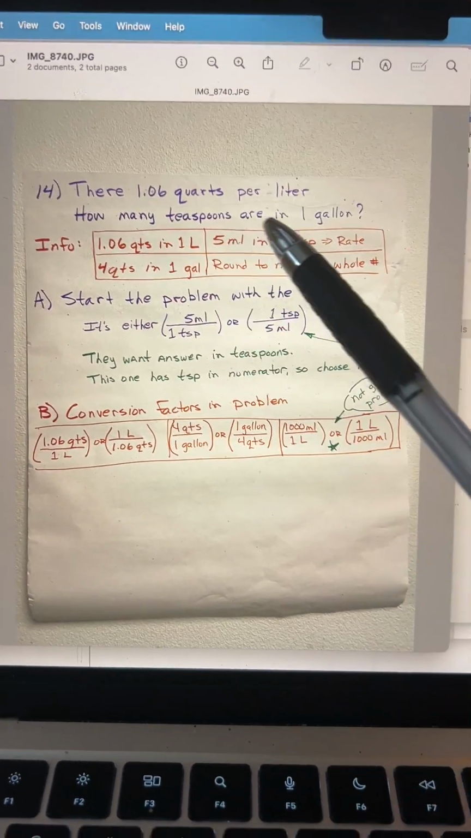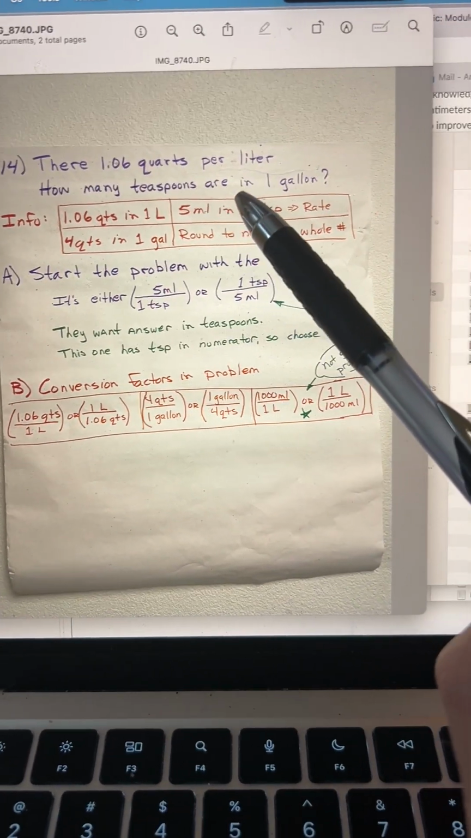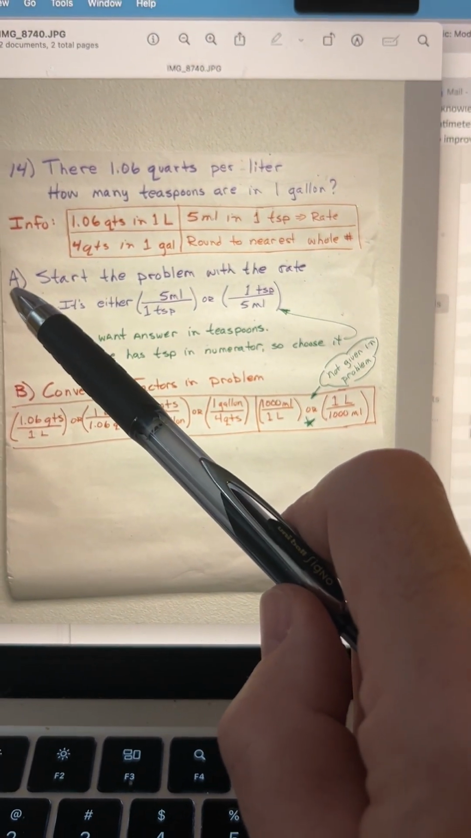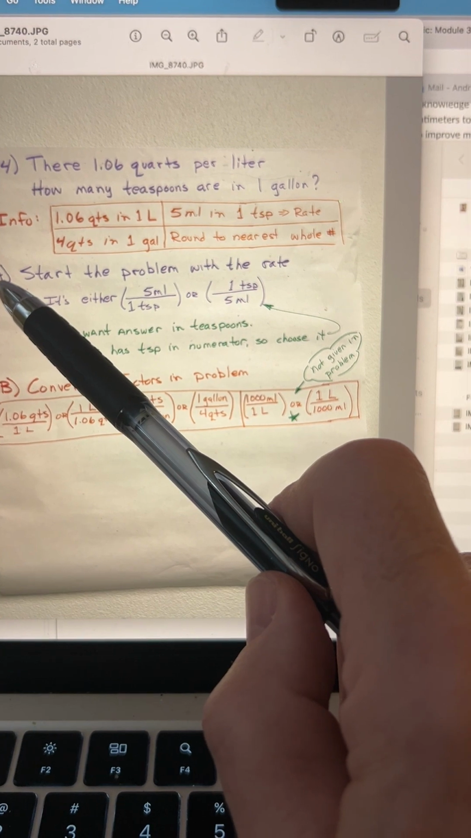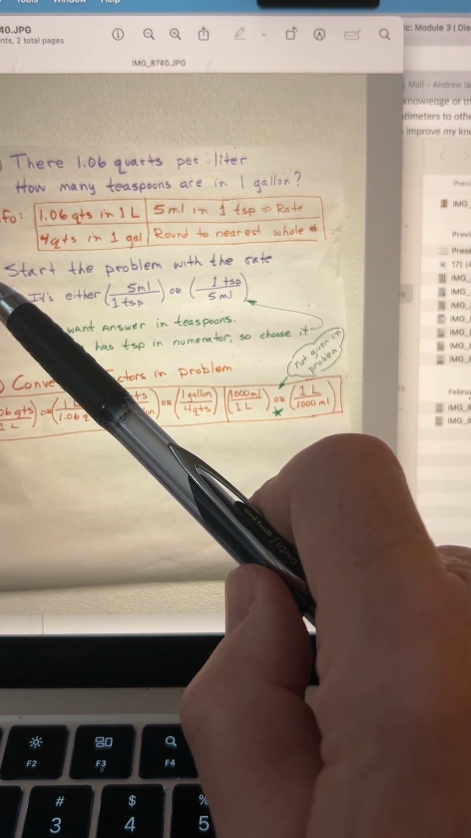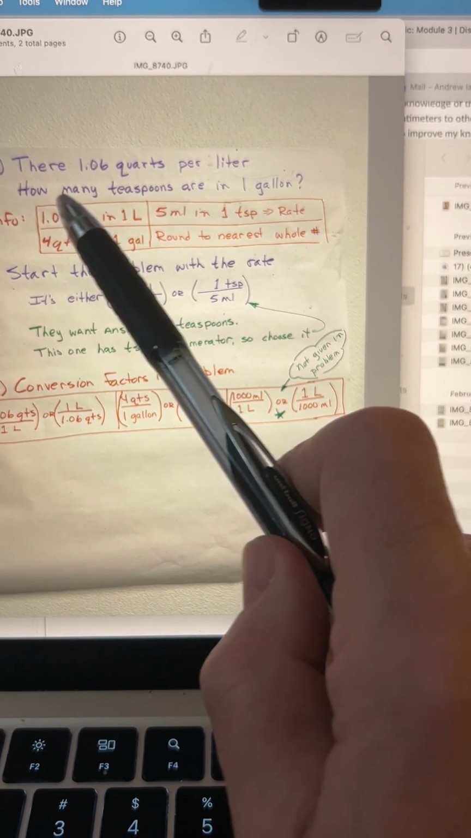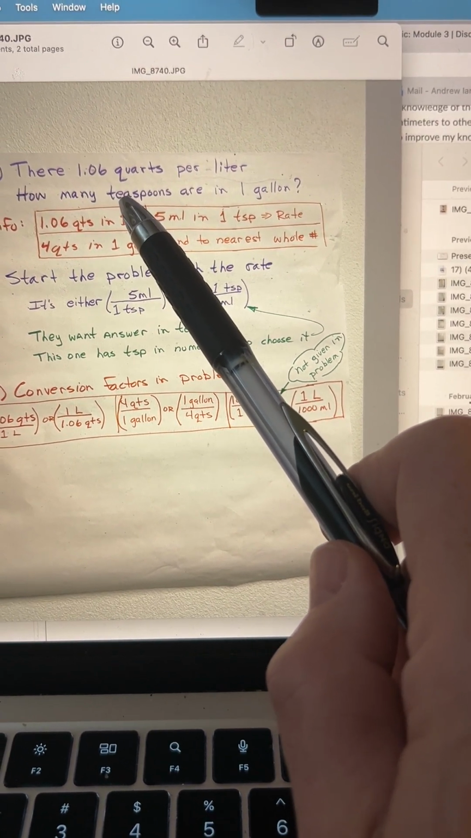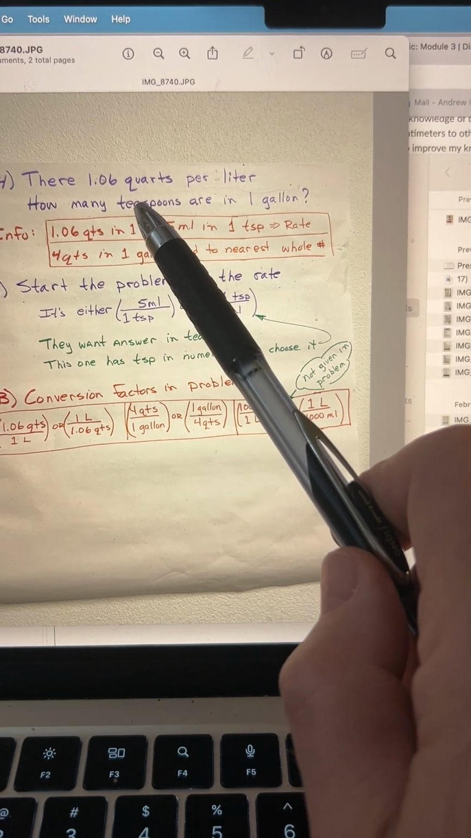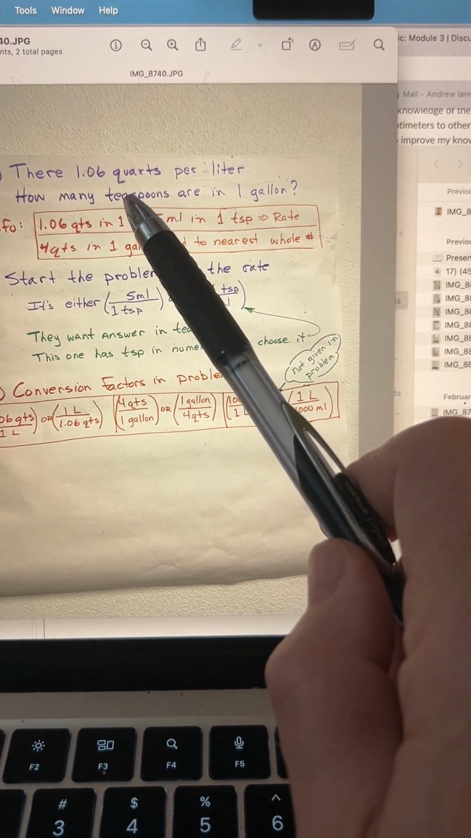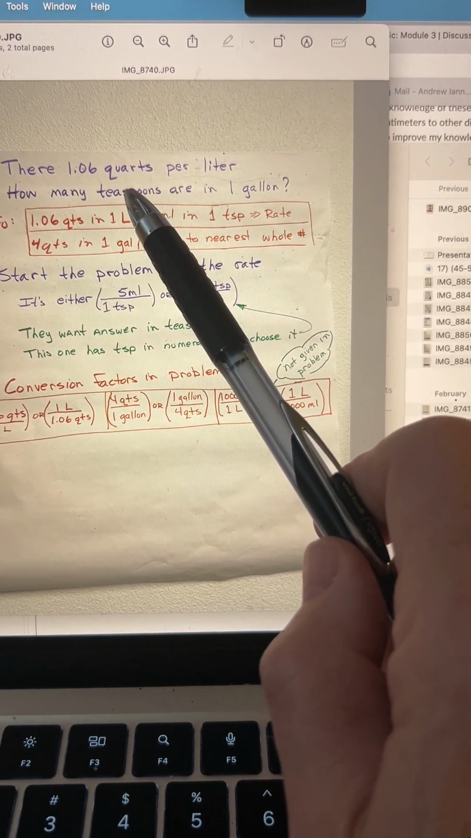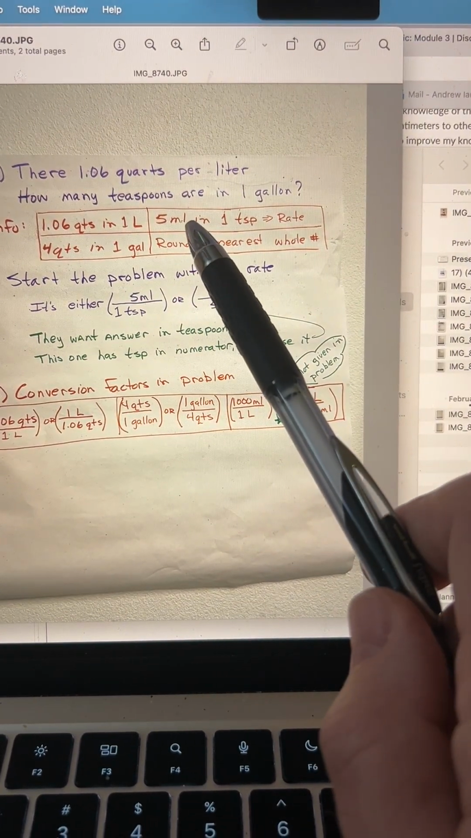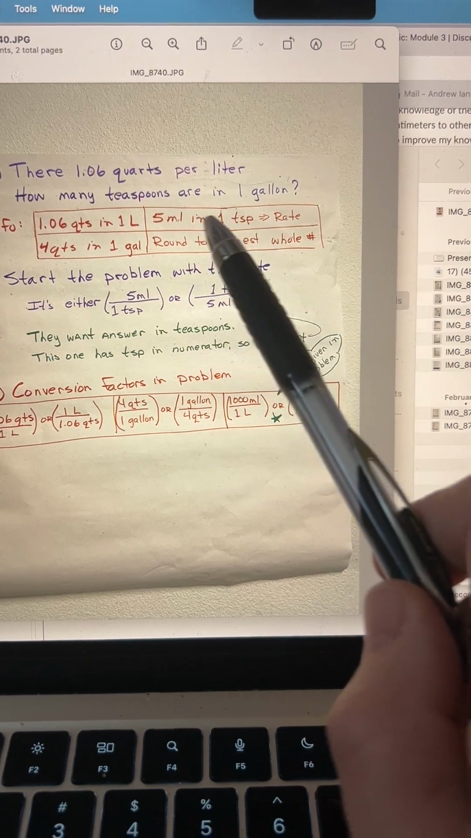So, of course, I solved this with the flowchart of solving word problems that I made. And step A there is always what units are they asking for in the problem? What units are in the problem? And they're asking how many teaspoons. So that's also step B. You want to start the problem with teaspoons in the numerator because that's what they're asking for. So there's the one with teaspoons in it right there.